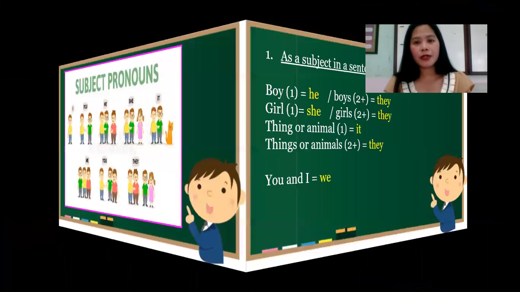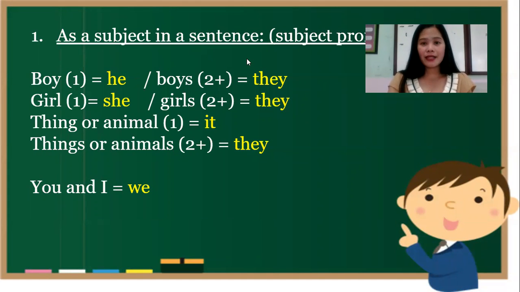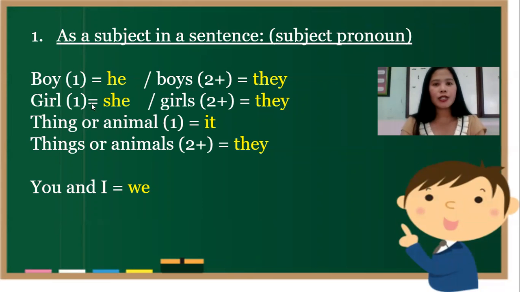Look at these more examples. As a subject in a sentence, or what we call subject pronoun. Please read and understand. We have boy, number one. I mean boy, only one. When there is one, it means only one. So what is the pronoun of a boy? If we're going to substitute it with a pronoun, his pronoun is he, H-E. Like a girl, if it is only one, that is she. Very easy, right? How about thing or animal? Again, thing or animal, which is only one. The pronoun is it. Again, he, she, it, if it is only one.